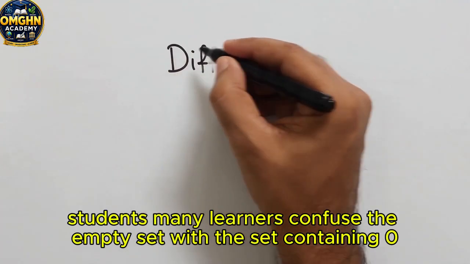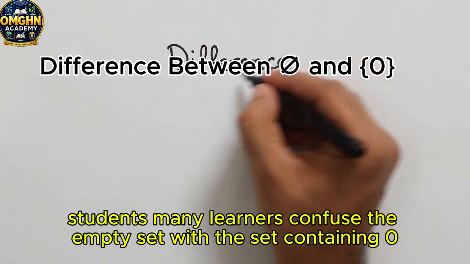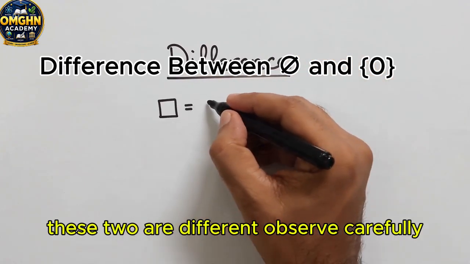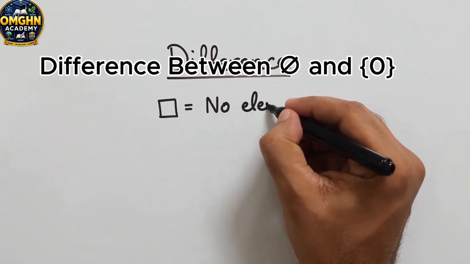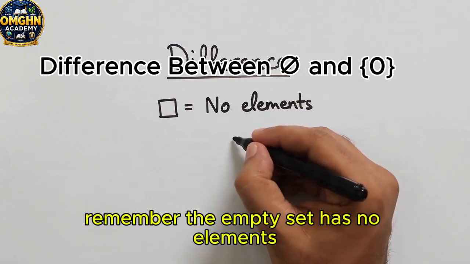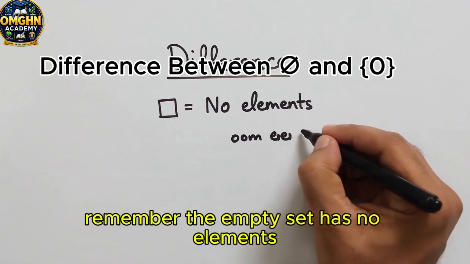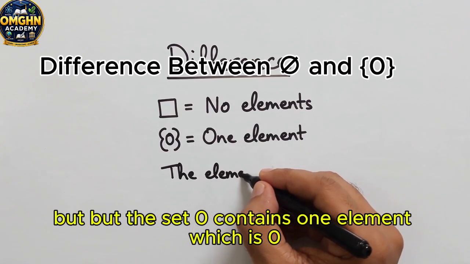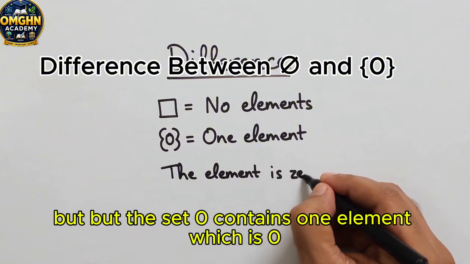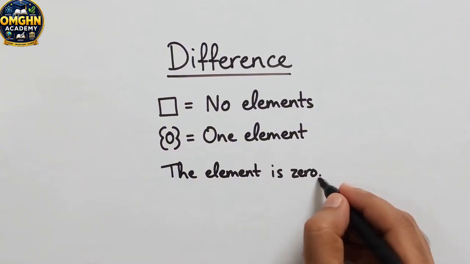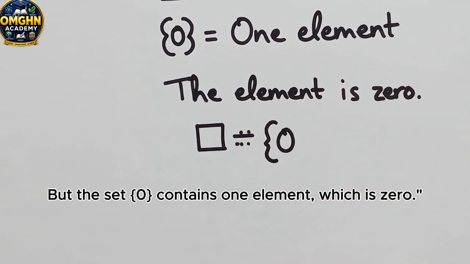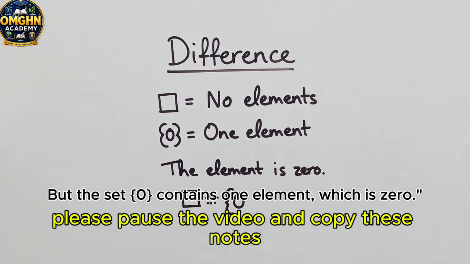Students, many learners confuse the empty set with the set containing 0. These two are different. Observe carefully. Remember, the empty set has no elements. But the set {0} contains one element, which is 0. Please pause the video and copy these notes.